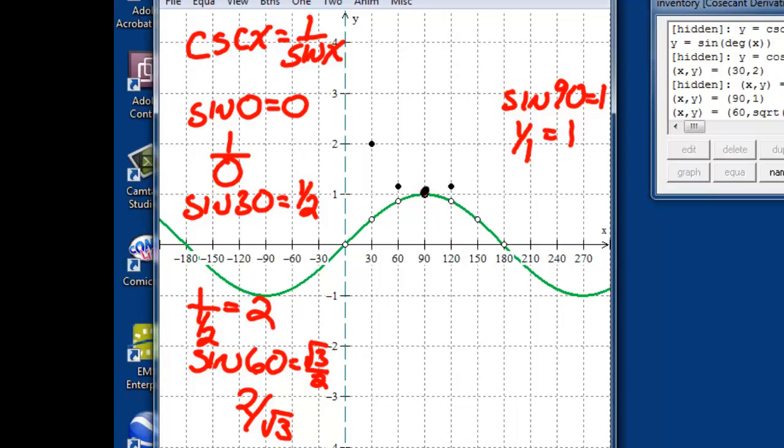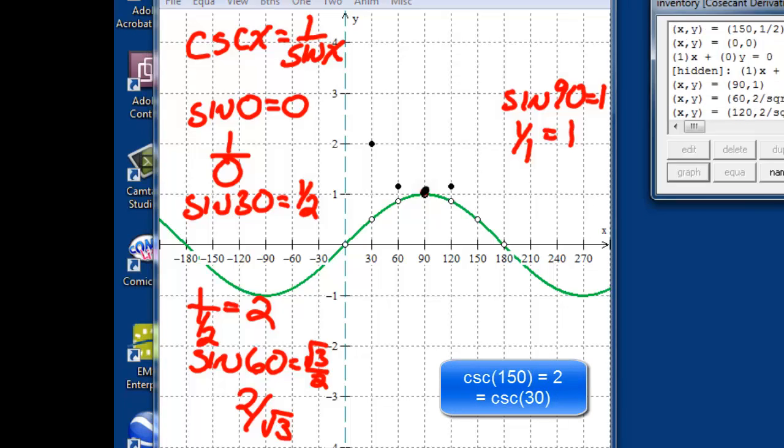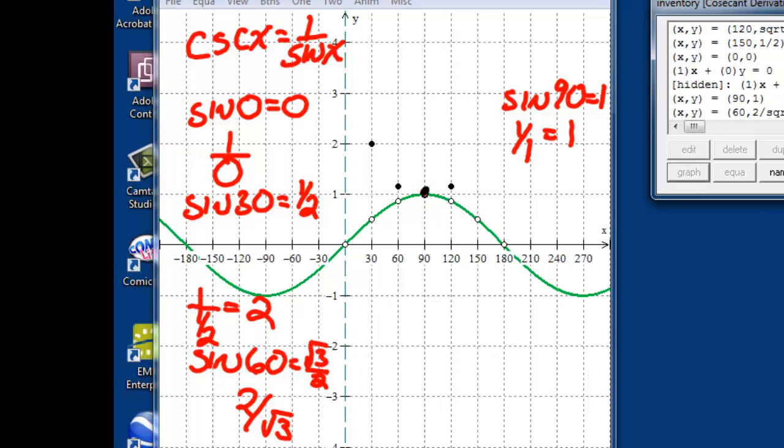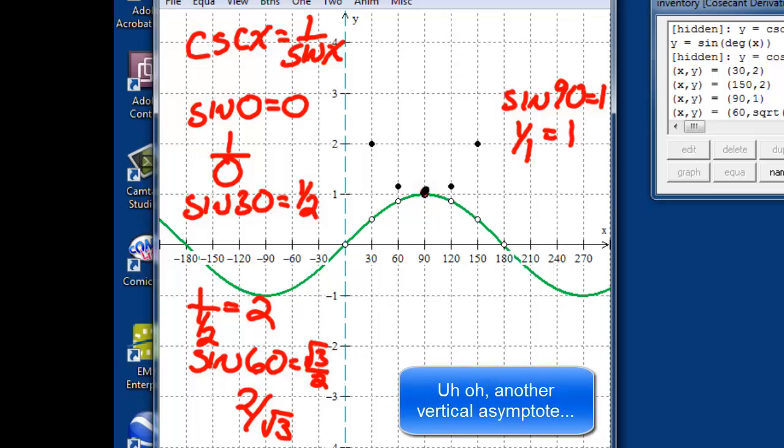At 150 degrees, we have the same value for the sine as we did for the sine of 30 degrees, which means that our reciprocal will be the same at 2. At 180 degrees, we run into the same issue we did when the angle was 0 degrees. We're dividing by 0 for the reciprocal because the sine of 180 is equal to 0, which means we need another asymptote at 180 degrees.